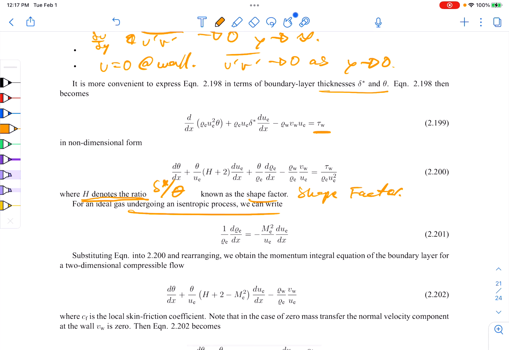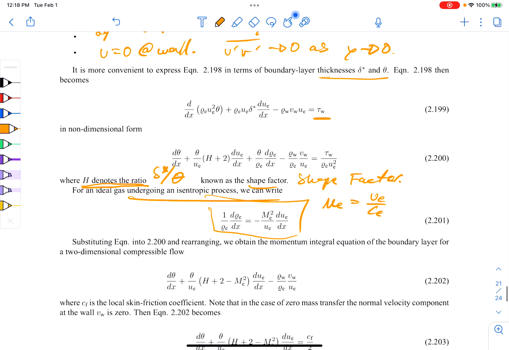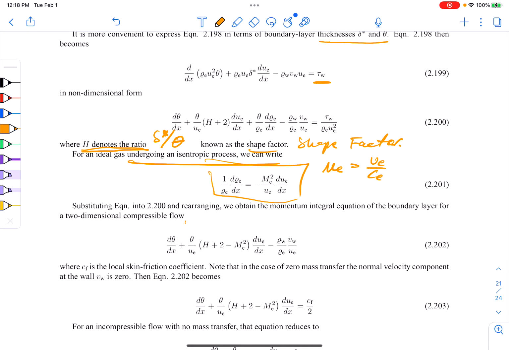If we have an isentropic ideal gas, this is an equation that can be written. It's often introduced in gas dynamics. M_e here is, of course, U_e over C_e, right? That's the velocity at the edge of the boundary layer divided by the local speed of sound. And once we do that, we're almost through this set. We can then write a differential equation for theta, and C_f appears right here.